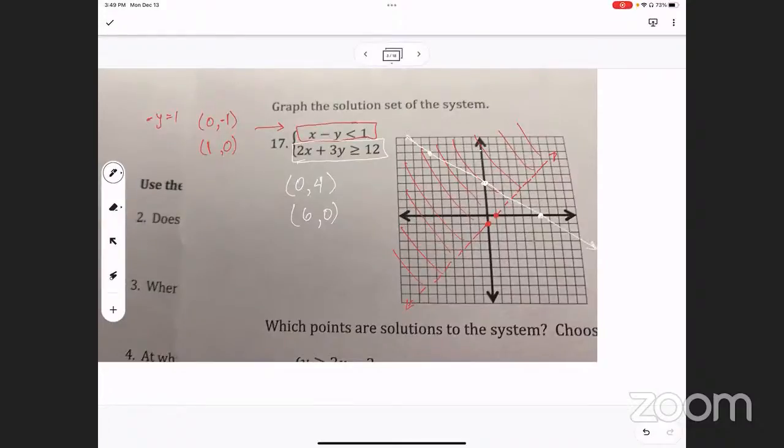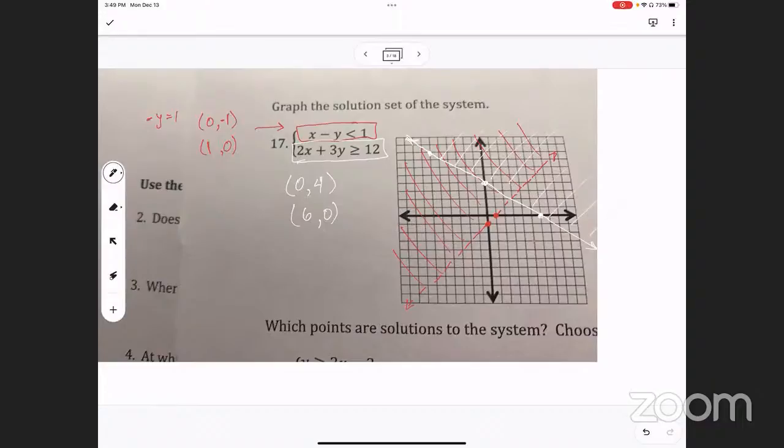Yeah. Now, which way should I shade that? Let's do that test point again. Is (0, 0) a solution for this? Is 0 plus 0 greater than or equal to 12? No, it is not. So where do I shade it? Down? No, down would have been toward that point. Remember, I tested (0, 0), which is the origin. So you have to do it up. Yeah, you have to shade it away from where that point was. That's right.